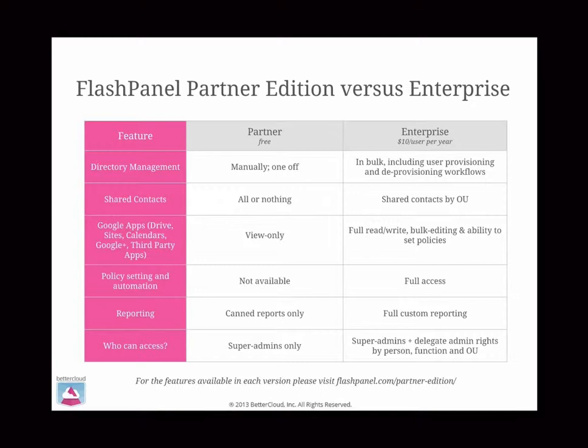Everything that happens in the Partner Edition is a one-time action as you click it. But in the Enterprise, you do get to schedule and automate processes. Also, canned reports versus custom reporting, and super admins versus delegated admins, which means that you can actually create roles and privileges just like you do in the control panel.